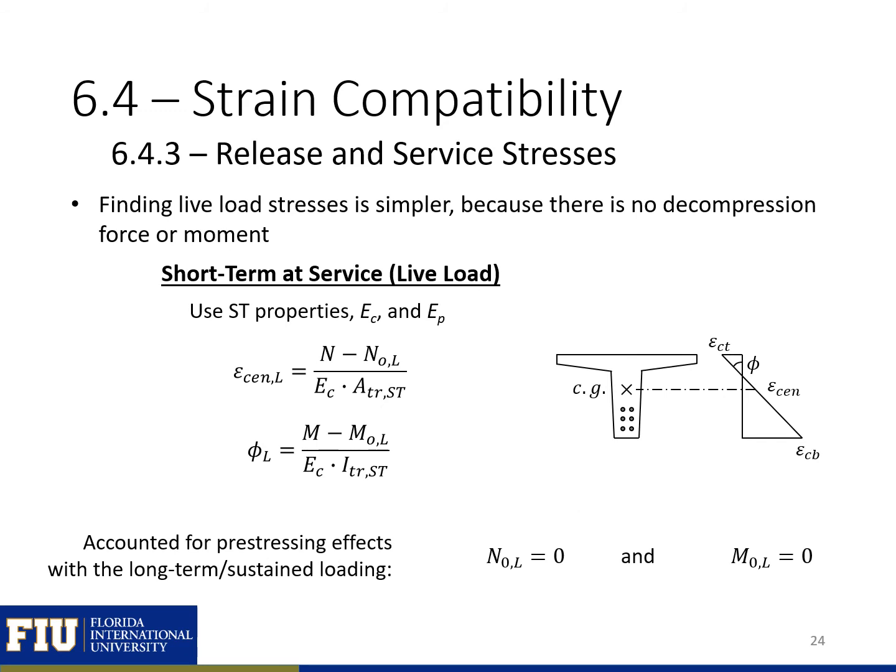Next, we can find our strains and stresses from all of our live loads. And to do this, we need to use our short-term properties. A live load is not a sustained load, so we'll use EC with our ultimate concrete strength and EP, and we can find our short-term transformed area and short-term transformed moment of inertia. And note that we already accounted for our pre-stressing effects with our long-term sustained loads, so we don't need to double count our pre-stressing. So here, when calculating the stresses and strains from our live loads, our decompression force and decompression moment are both equal to 0.